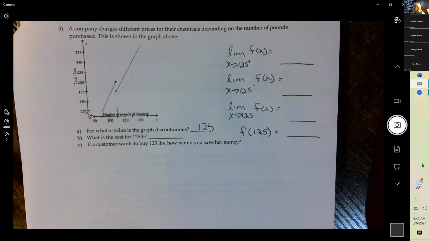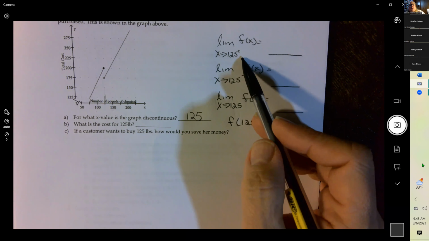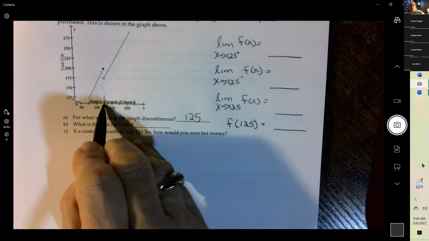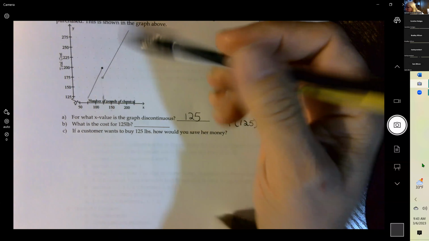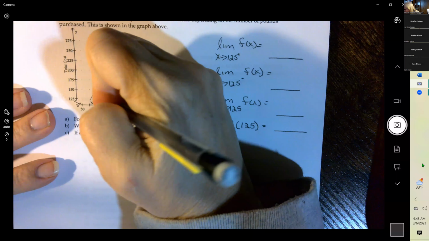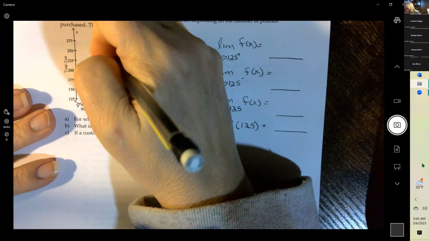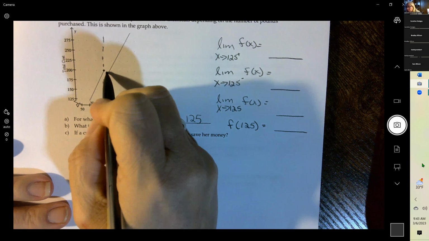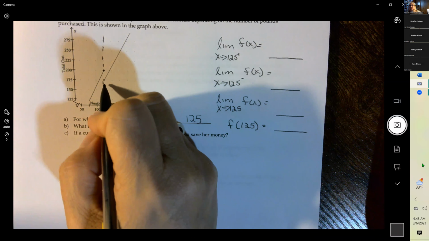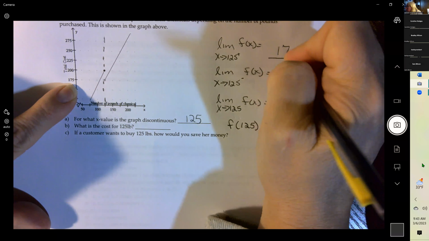And this one, limit from the right. So we go where the 125 is, which is right here, and the plus sign is to the right. So we go a little bit larger. Notice if we put a dotted line here, we'd go to the right side. So that's this graph. Go across the Y value, 175.